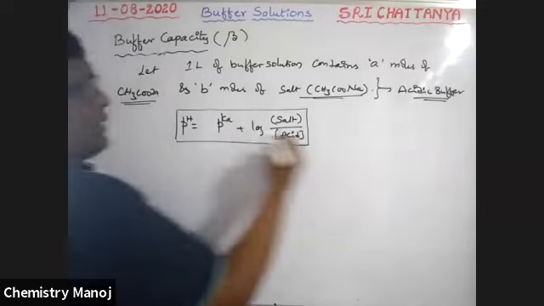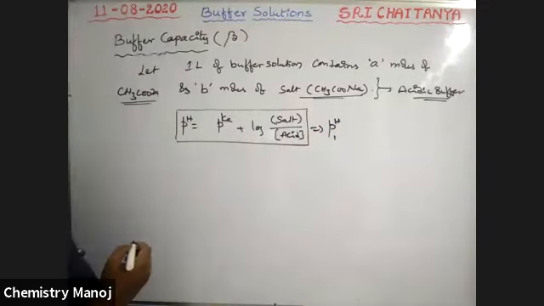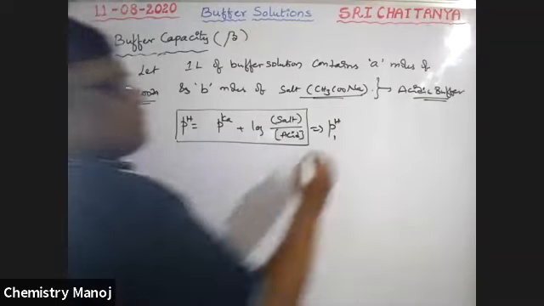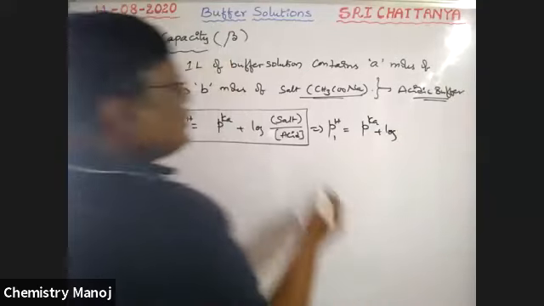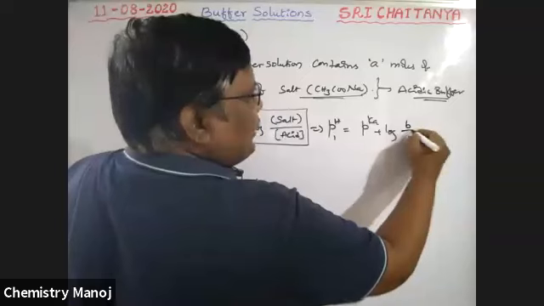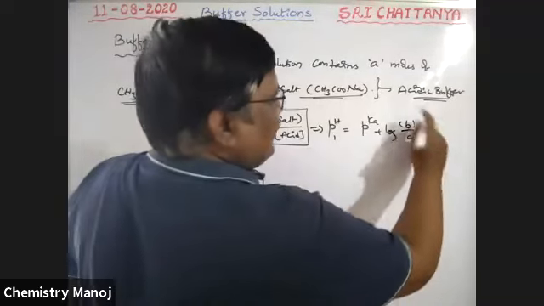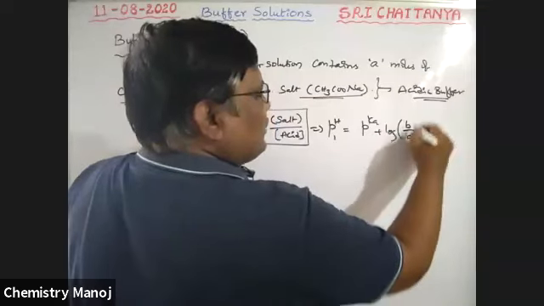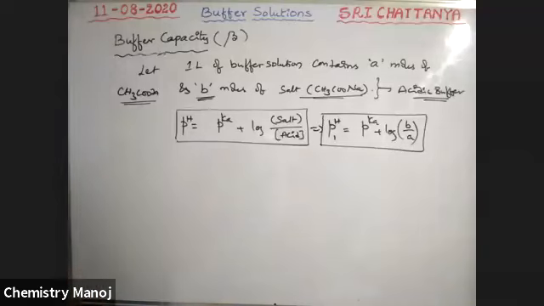Now I apply the condition. At the beginning I am taking pH1 initially. So pH1 is equal to pKa plus log of salt concentration by acid concentration. How many moles of salt are taken? B. How many moles of weak acid are taken? A. So this is log B by A. This is pH1, the initial pH of the solution.